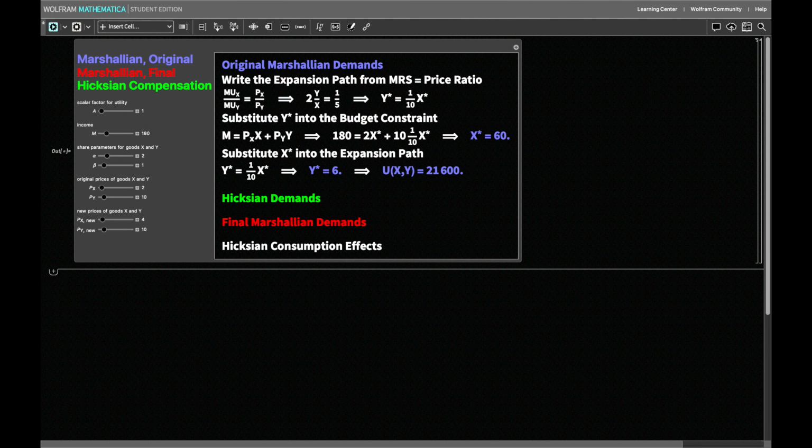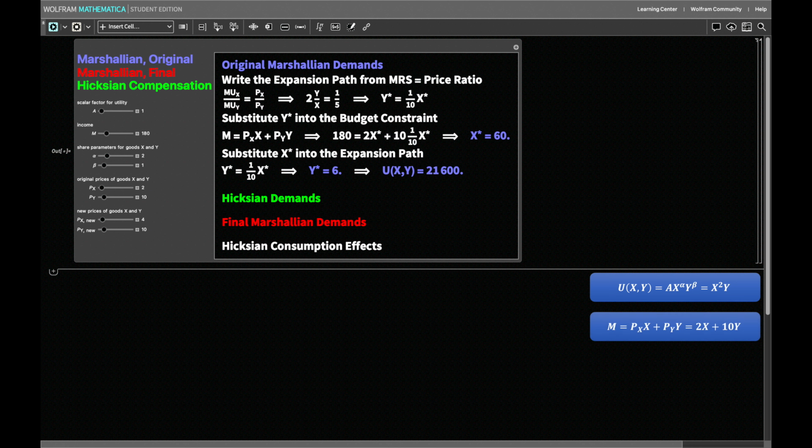Today we're breaking down Marshallian demands and Hicksian income compensation into a few simple steps. So let's get started. We have this Cobb-Douglas consumer utility equation, which states the consumer's preferences, and this equation for their budget constraint and market prices of good X and good Y.